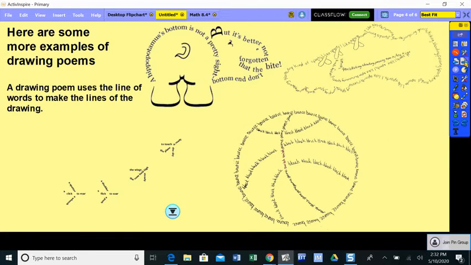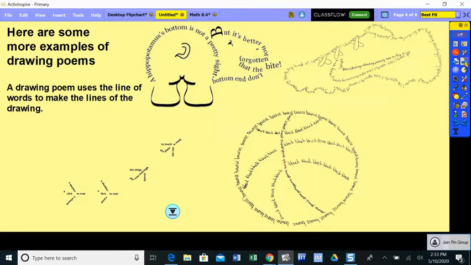These are some other examples of what an outline poem looks like. There's another type of shaped poem, and it's called a drawing poem. Now, the drawing poem uses the words to outline what the shape looks like. Here are four examples. You can see the Nike soccer shoe. The words are what makes the shape of the poem. The basketball and the airplane and the hippopotamus.